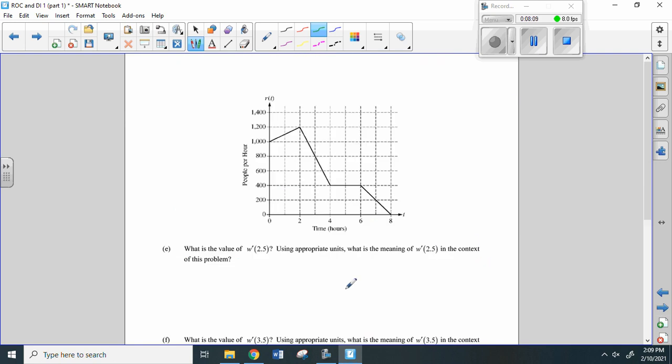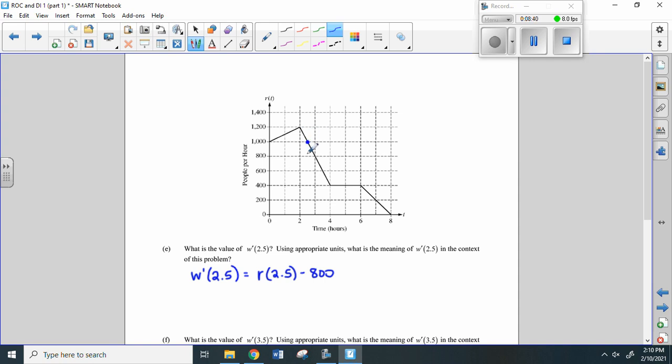E says, what is the value of W prime of 2.5? Well, because we found a formula for W prime in the previous question, it makes it a lot easier for me to figure this one out. Remember we said it was R of t minus 800. And so we're literally going to plug the 2.5 into R. So here's 2.5, and I need to figure out what this is.